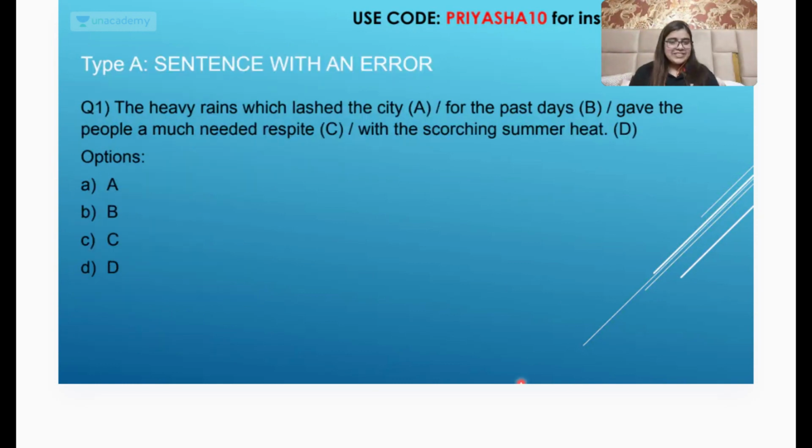All right, so here comes the first question. The first category which we are dealing with is the sentence with an error. So here you see a sentence divided into 4 parts. Just to remind you that this part is part A. And so part B, C, D accordingly. All the best for the first question. I'll be starting up the poll soon, guys.